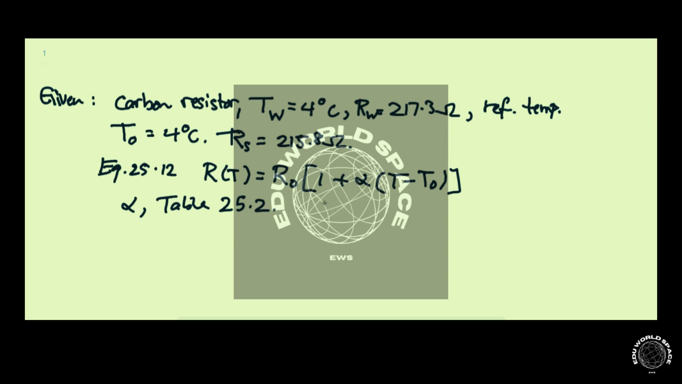So our goal here is to find R of T, the resistance as a function of temperature, but we don't know this reference resistance. We know alpha, which we can find from the table, and we know these two temperatures. So using the information that we're given, let's find R naught.